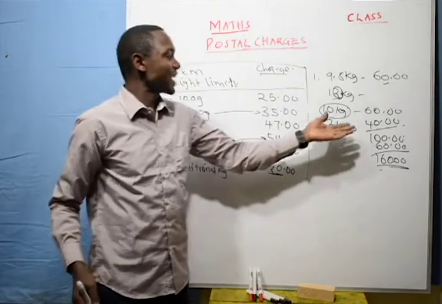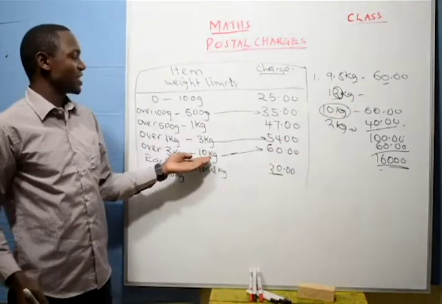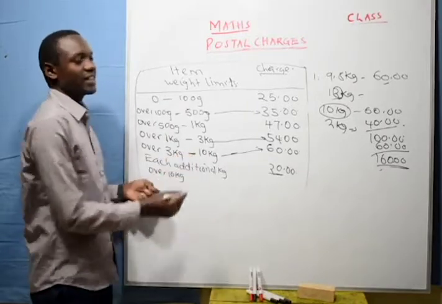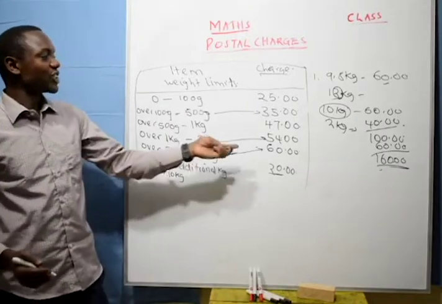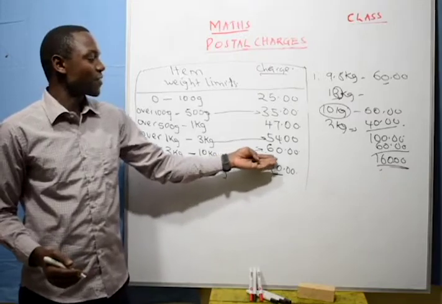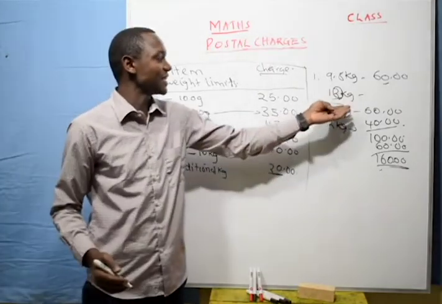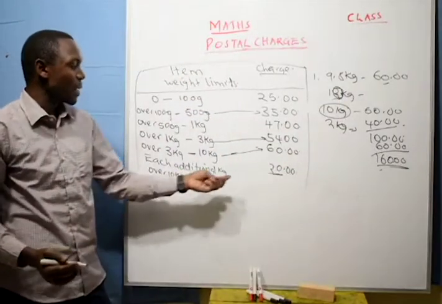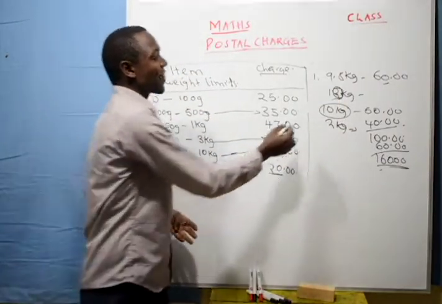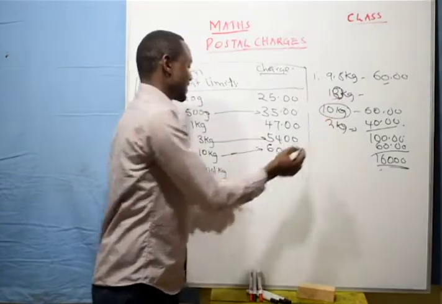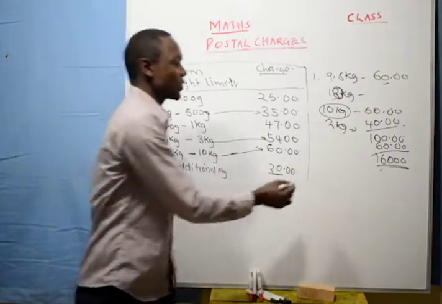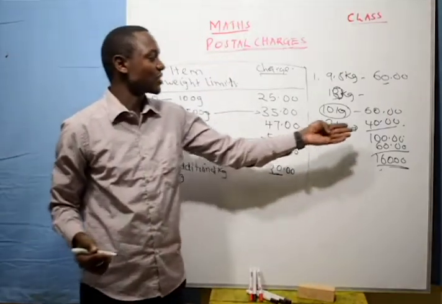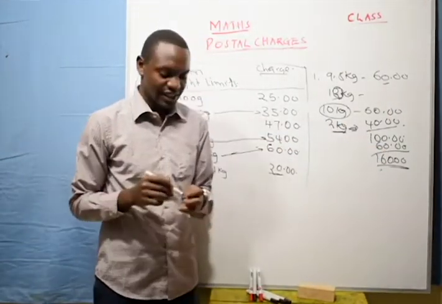So if it is over 10 kilograms, according to this table here, the weight limits are only up to 10 kilograms. So you'll first pay for the 10 kilograms, that is 60 shillings. Then the 2 additional kilograms, each additional kilogram is 20 shillings. If they were 13 kilograms, you'll multiply 20 times 3. But now here we have 2 kilograms additional. So that is a total of 160 shillings.